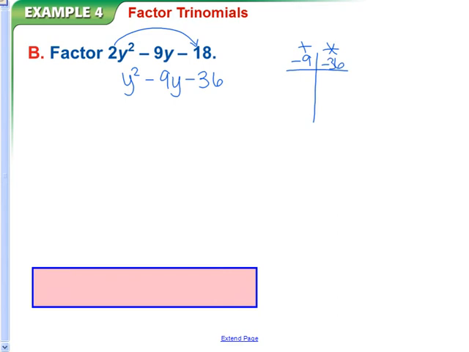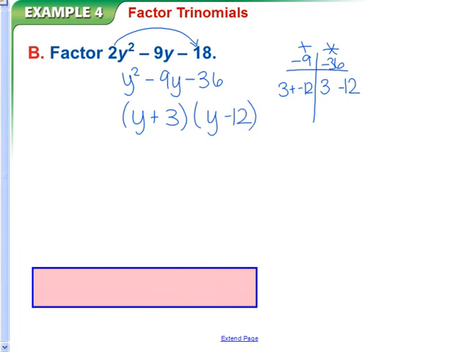So what will work for that? Some factors are 6 and 6, that won't work. 4 and 9, that won't work. But 3 and 12, those two are going to work. And we would need 12 to be negative, so it's 3 plus negative 12 to make negative 9. So it is y plus 3 and y minus 12.